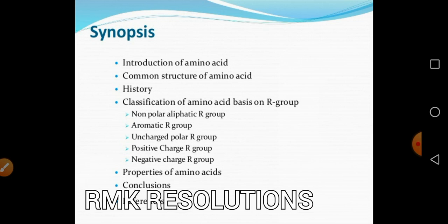Amino acids are classified on the basis of the R group. On your screen you can see there are non-polar, aliphatic R groups, then aromatic R groups, uncharged polar R groups, positively charged polar R groups, and negatively charged R groups. These are some classes of amino acids, and this classification is based on the R group of the amino acids. Then we also focus on some properties of the amino acids, and then finally we reach some conclusion.